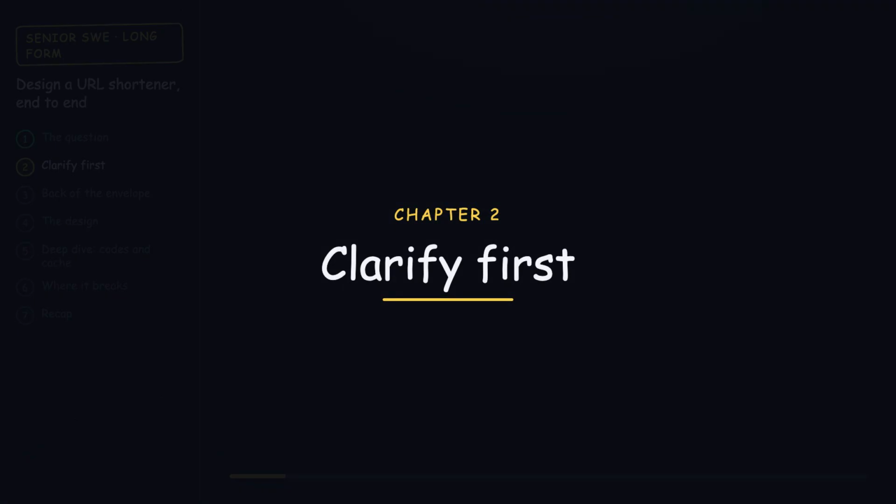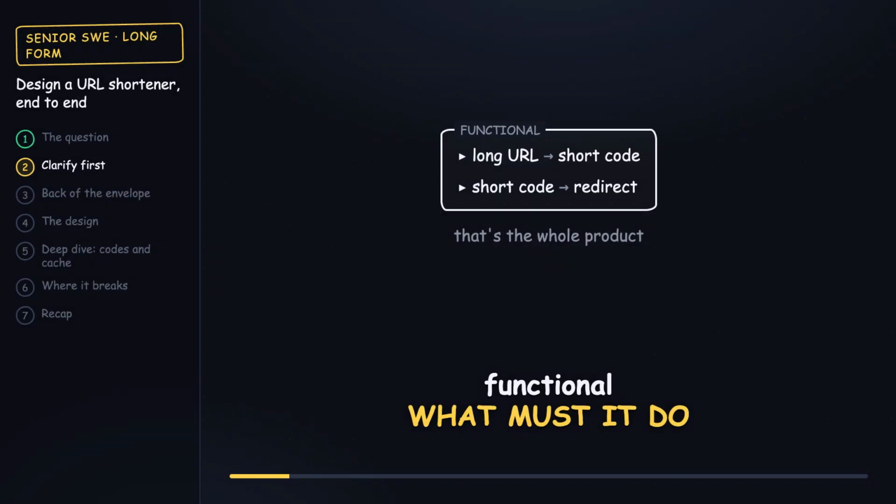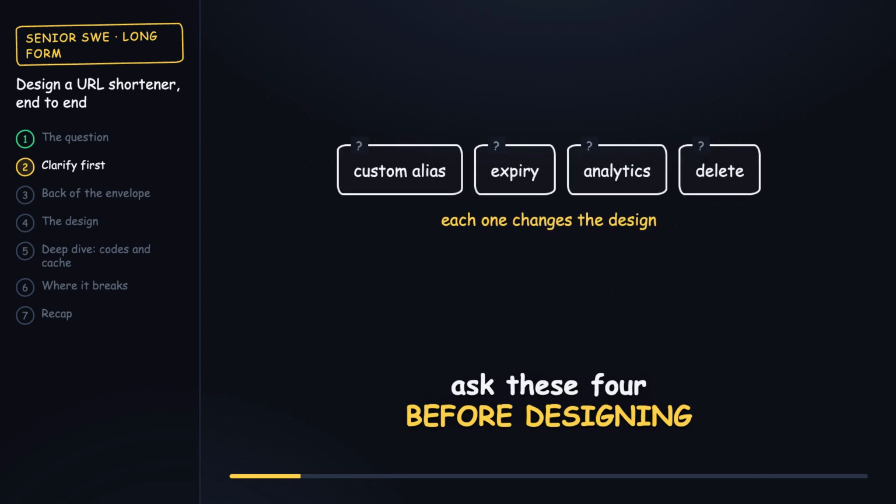Start with what it must actually do, which is take a long URL and return a short one, and then redirect anybody who visits that short one. Then four questions that change the design. Can users pick a custom alias? Do links expire? Do we need click analytics? And is deleting a link required?